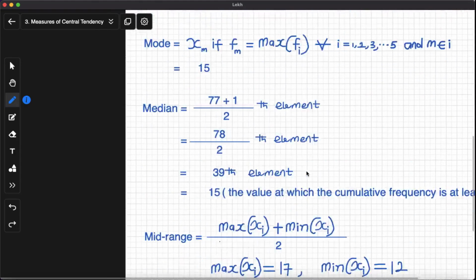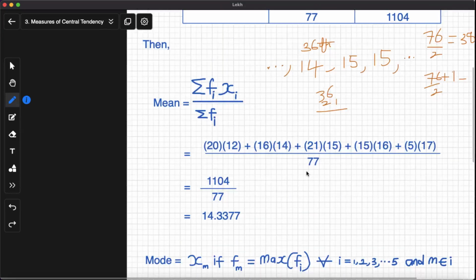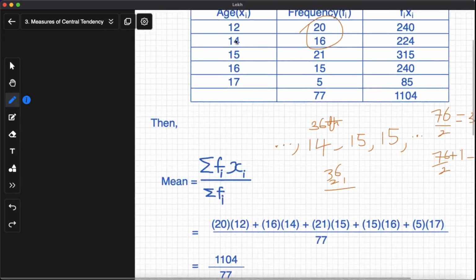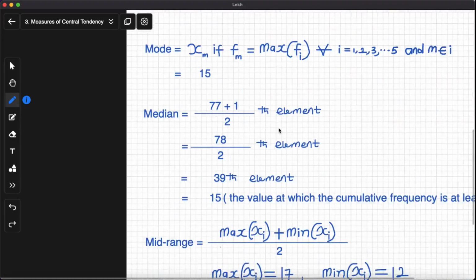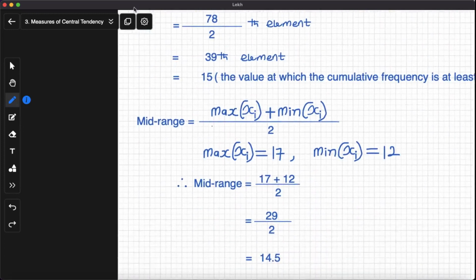So we go to the mid-range. The mid-range, what's the maximum observation? Maximum observation here is 17, and the minimum is 12. So you add them together, 17 plus 12 divided by 2, that should give you 14.5.